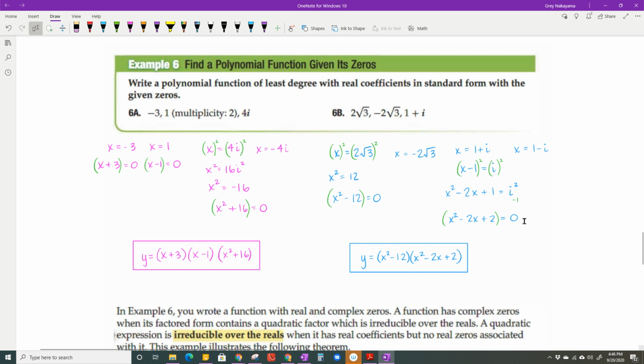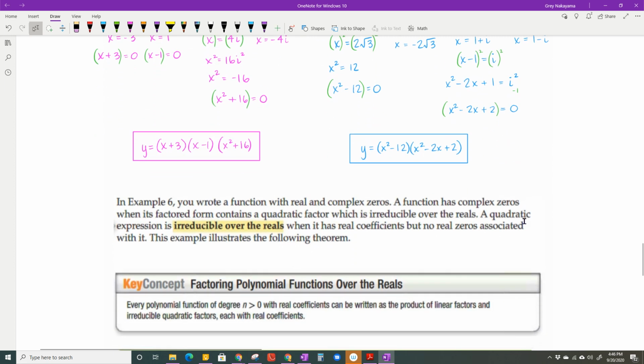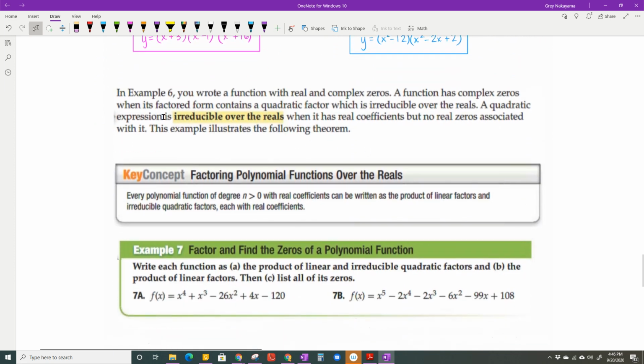Okay. Now we have to talk about finding those zeros or factoring polynomials. Sometimes you're going to have a quadratic expression that is what they say irreducible over the reals. An example of that looks like kind of what we had before. x squared plus 4. We had an x squared plus 9, okay, in the previous lesson. Or x squared plus 6x plus 10. Both of those are irreducible over the reals. This does not factor over the set of real numbers. This does not factor over the set of real numbers.